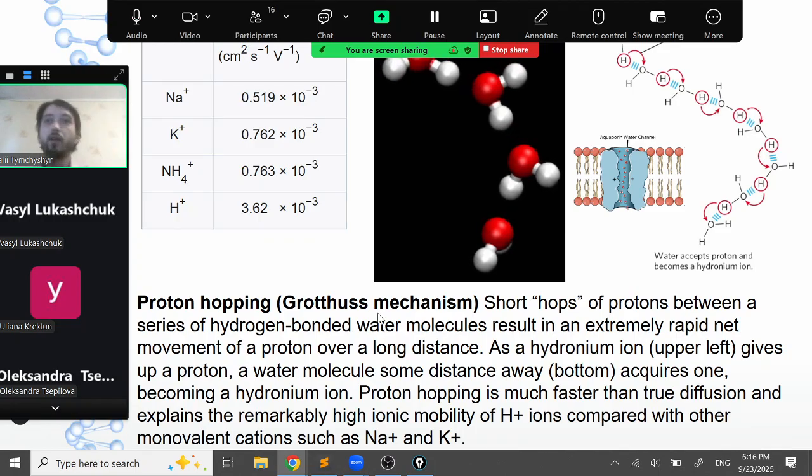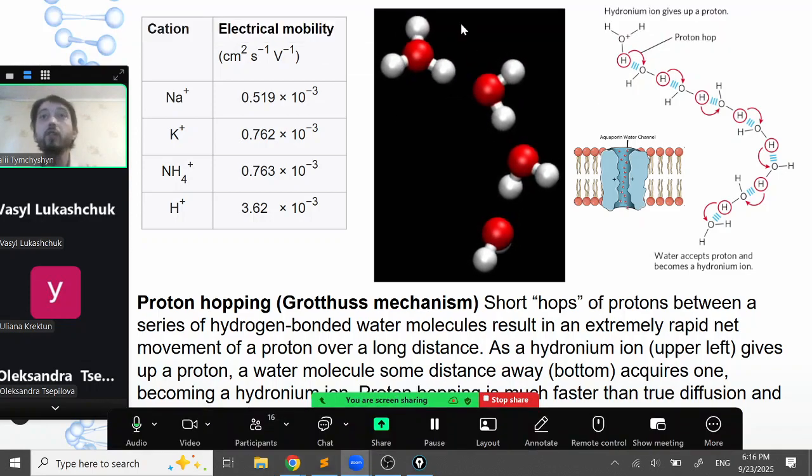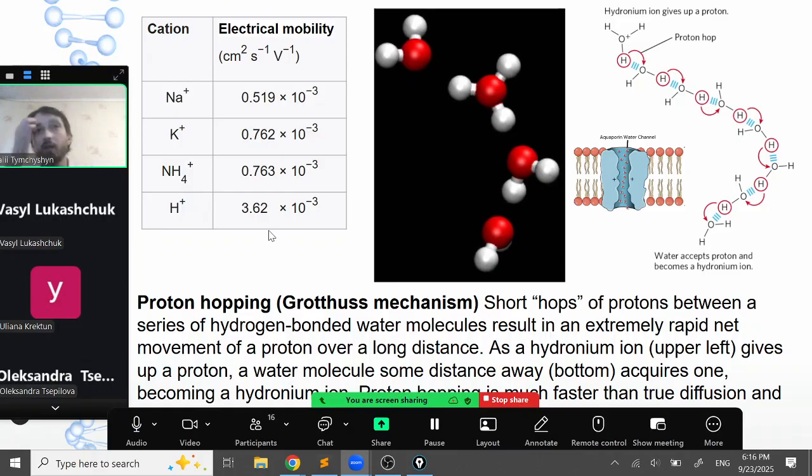What else? An interesting thing is the hopping of protons in water. Here is an example of the so-called Grotthuss mechanism. Sounds like something from Harry Potter, I guess. You see one proton is connected to one water molecule, but it can be transferred to another water molecule, which transfers its proton to another water molecule, and so on and so forth. If you consider the electrical mobility of different cations, you can see that hydrogen ions, or just protons, are incredibly mobile. That's basically due to this mechanism.